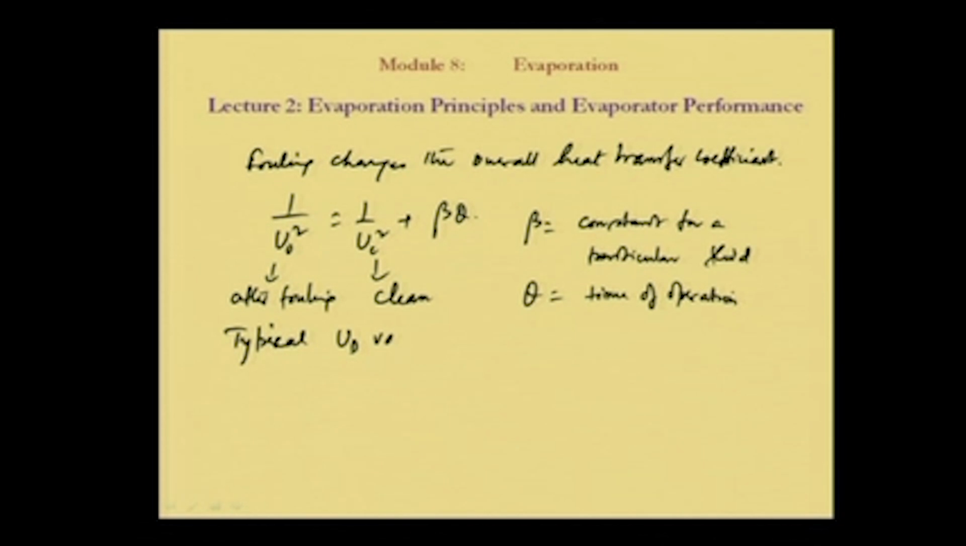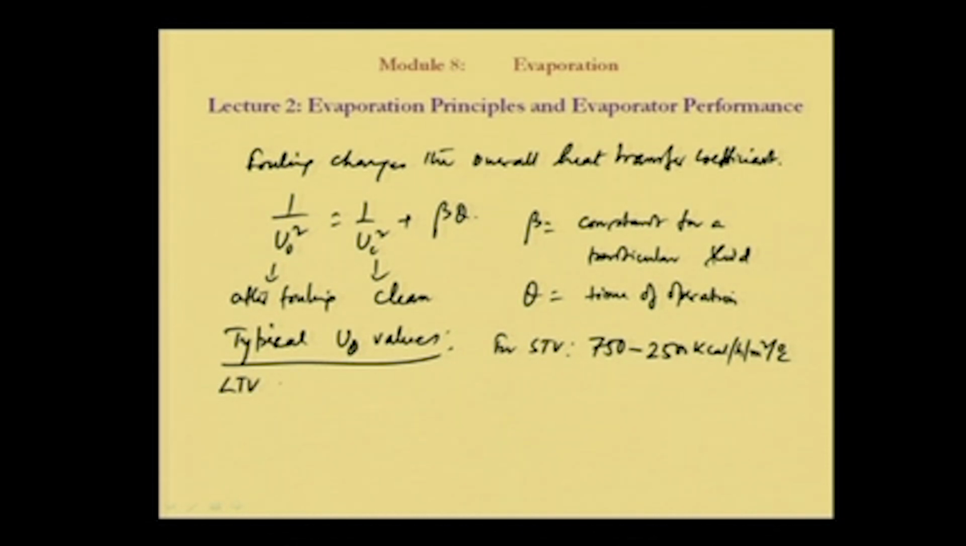And typical U O values are, for STV, short tube vertical evaporator, 752.2500. This value's unit is kilocalorie per hour per meter square per degree centigrade. For LTV, long tube vertical and forced circulation, these values are roughly 2000 to 10,000. Unit is the same, kilocalorie per hour per meter square per degree centigrade.